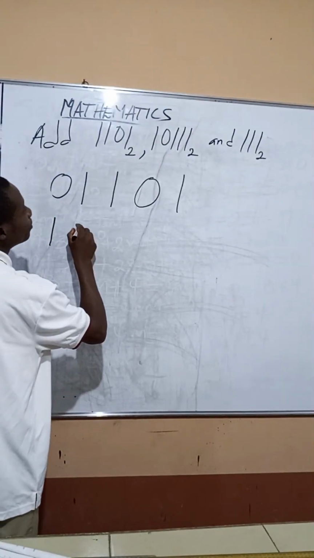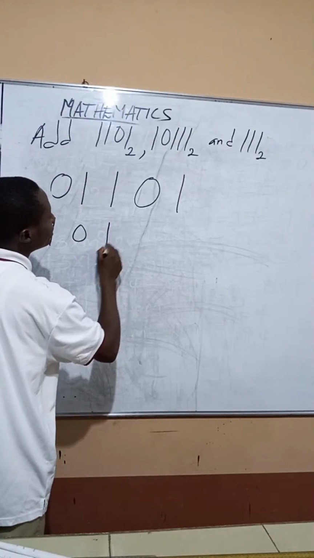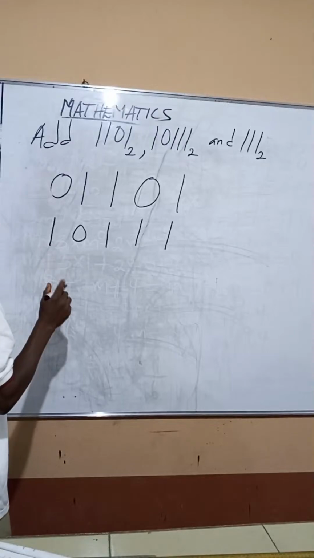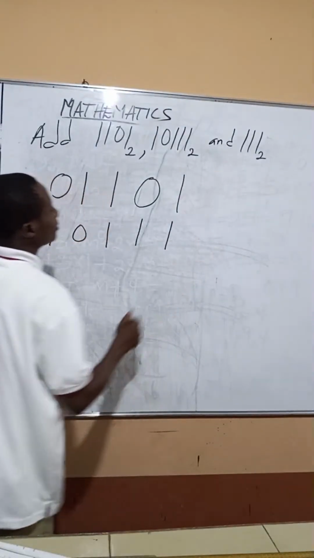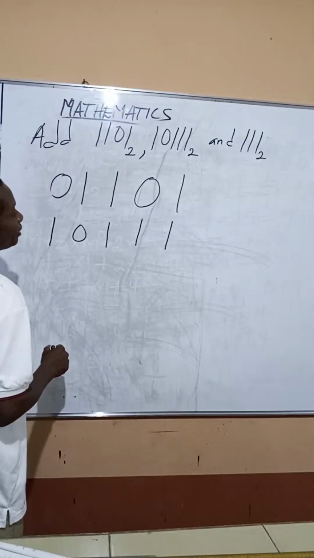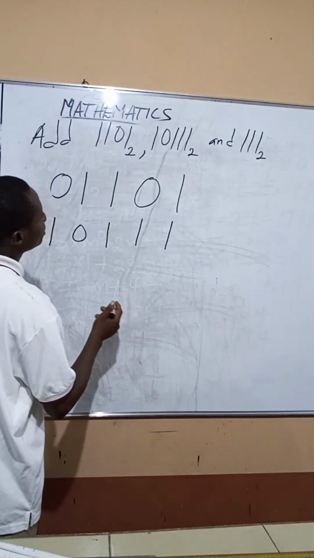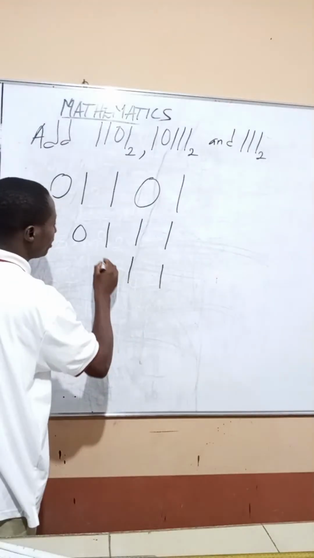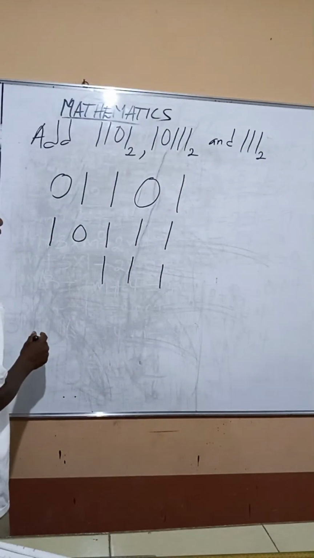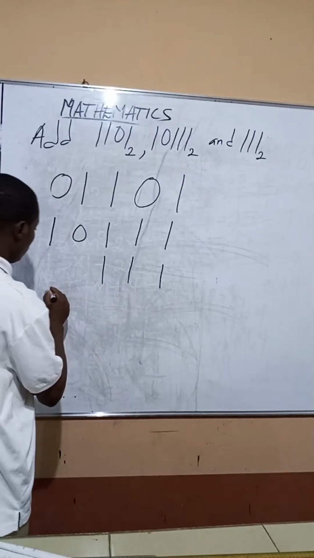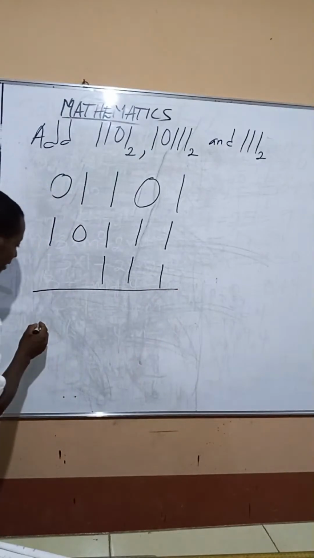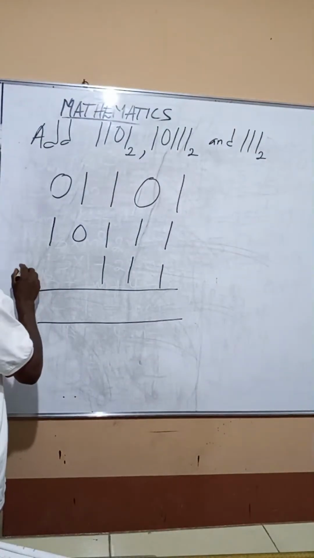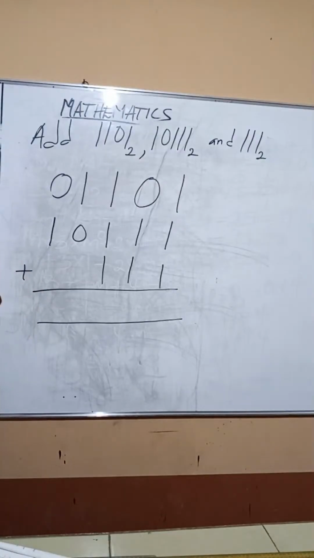Then the second one, we now start from here. Then this is 0. This is 1, 1, and 1. Remember, it's addition. Then the third one is from here, so this gives us 1, 1, 1. You can see it. Then we are going to simply add together. There's no big deal. This is plus, so we are adding.